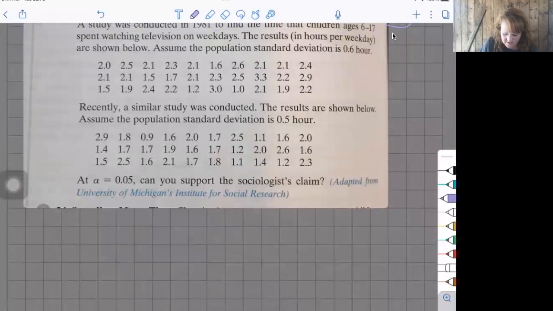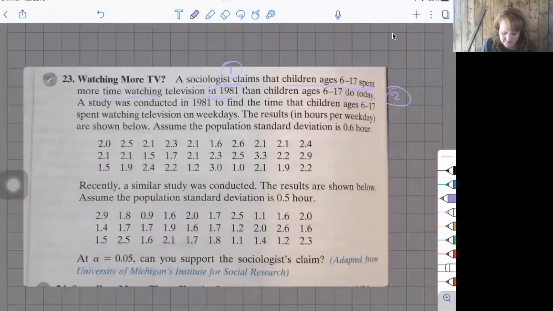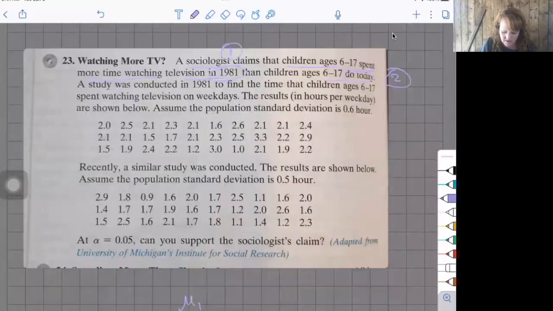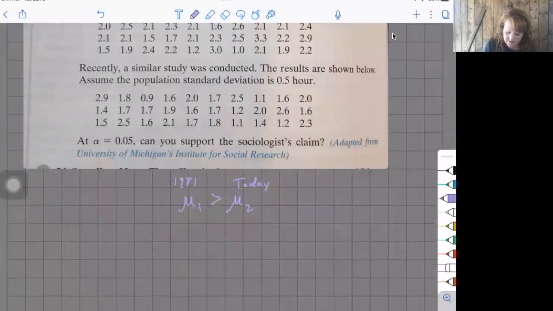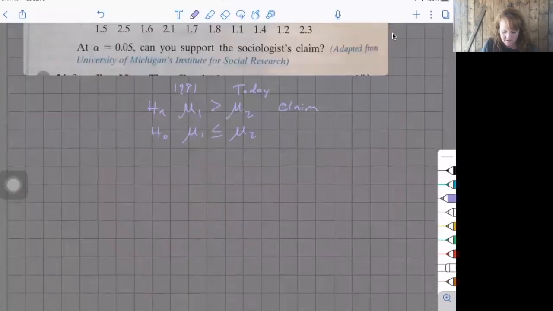So the claim is that they spent more time back in 1981 than they do today. So this is my today, and this is my 1981 group. Okay, we're comparing those 2 samples. So this is going to be my claim. This is going to be my HA, my complement, flip the sign, put the equals on, and that's my H naught. This is going to be a right-tailed test again.